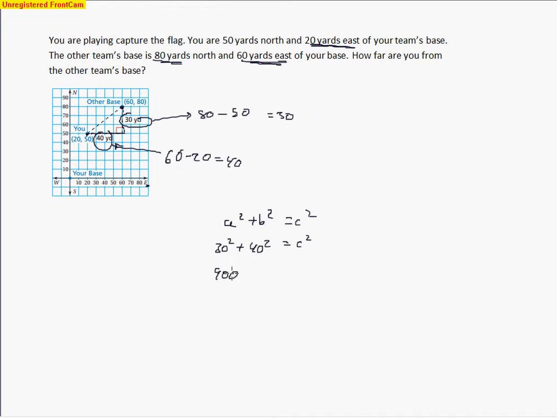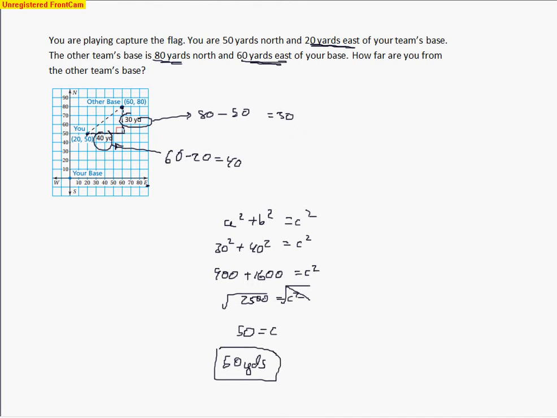So this makes 900 plus 1600 ends up equaling c squared. We add that together, we get 2500 equals c squared. So we take the square root of both sides, and that's going to cancel out the squared symbol, and we're left with 50. And that's going to end up being the distance you are from your opponent's base. So 50 yards is what we'll say here.